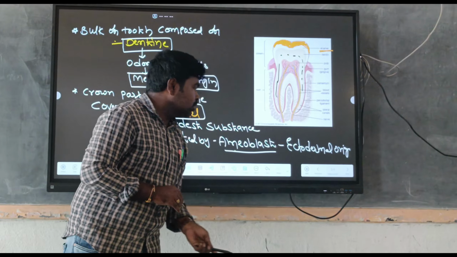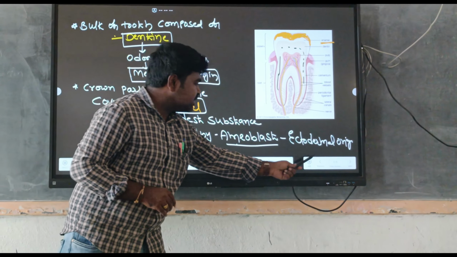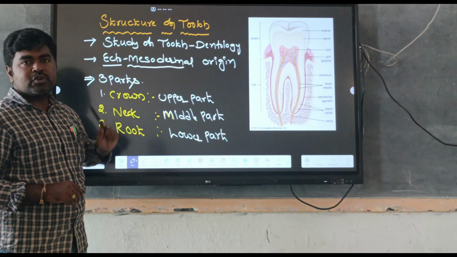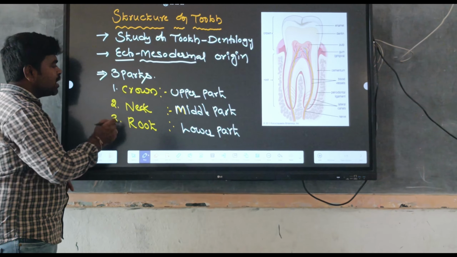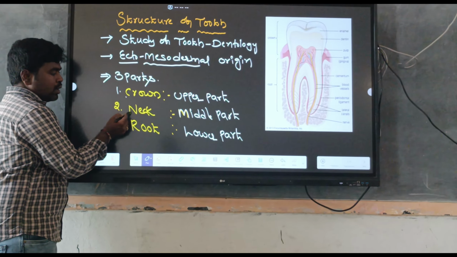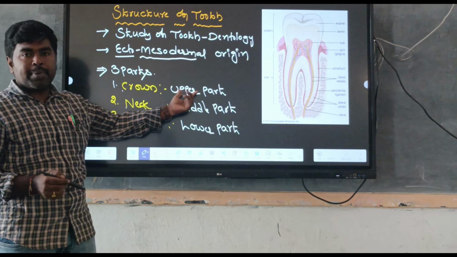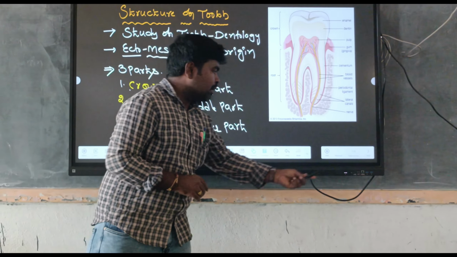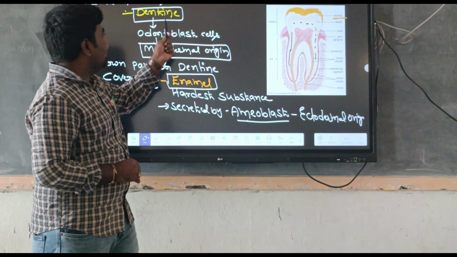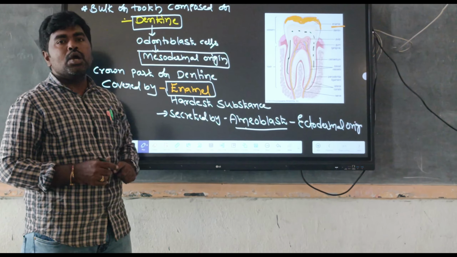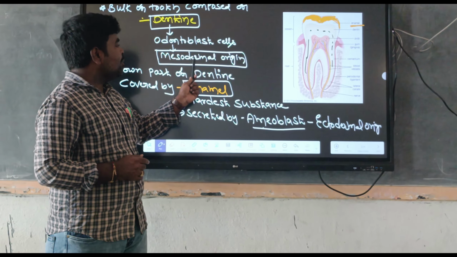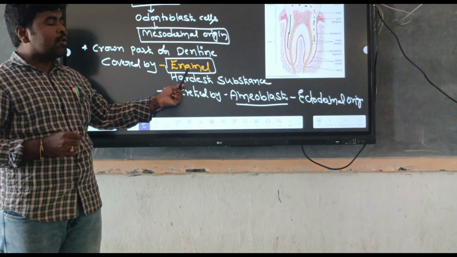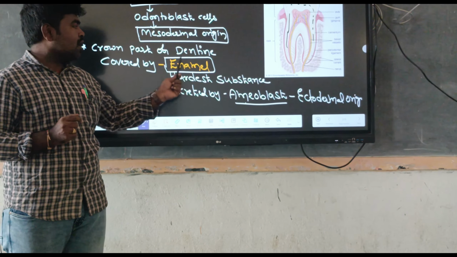What about the study of the tooth? The study of the tooth is called dentology, and the tooth is of ectomesodermal origin. It is divided into how many parts here? Three parts: crown, neck, and root. Crown is the upper part, neck is the middle part, and root is the lower part. The bulk of the tooth is composed of dentine. Dentine is secreted by odontoblast cells, which are mesodermal in origin. The crown part of the dentine is covered by a white substance called enamel.